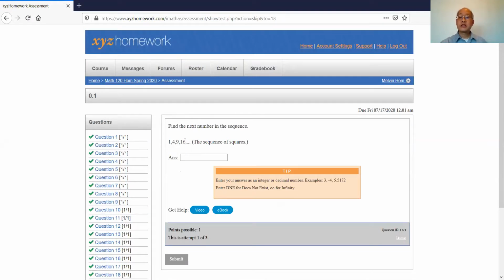Okay, find the next number in the sequence 1, 4, 9, 16. Look at the pattern. 1 is just 1 squared or 1 times 1. 4 is 2 squared or 2 times 2. 9 is 3 squared, 3 times 3. 16 is 4 times 4. So we're guessing the next one is 5 times 5, which is 25. And here we go.